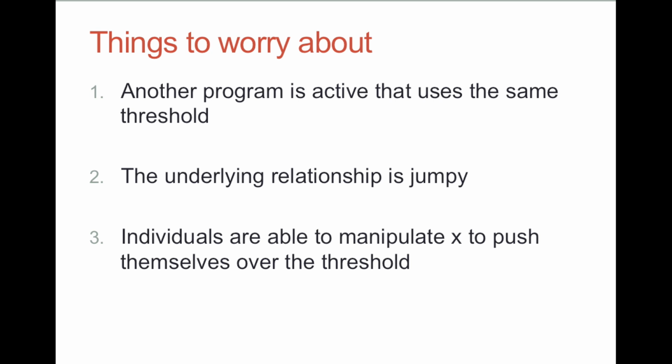And third, if individuals can manipulate x to push themselves over the threshold, the RD estimate's invalid. One way this could happen, in our example, would be if unscrupulous kids were able to ex post change their grades to push them above the scholarship cutoff. In that case, we wouldn't know if the observed differences in college grades were due to scholarships or other differences between students who cheated and those who didn't.